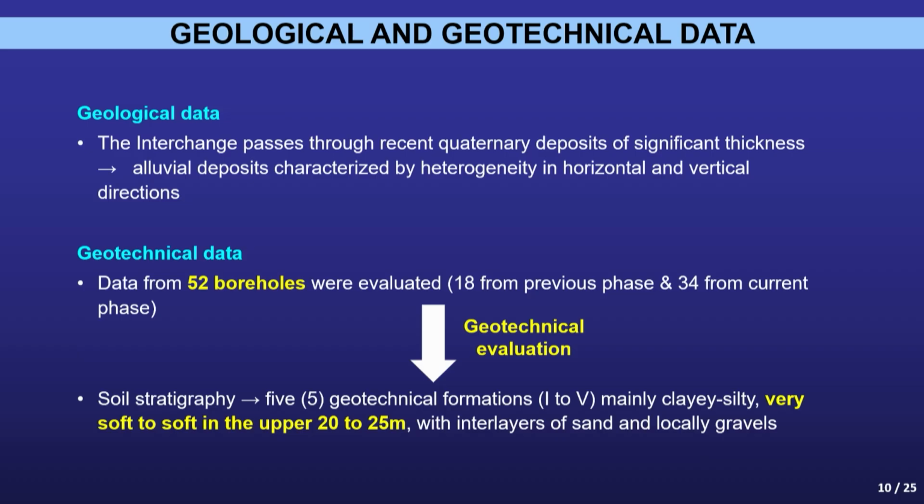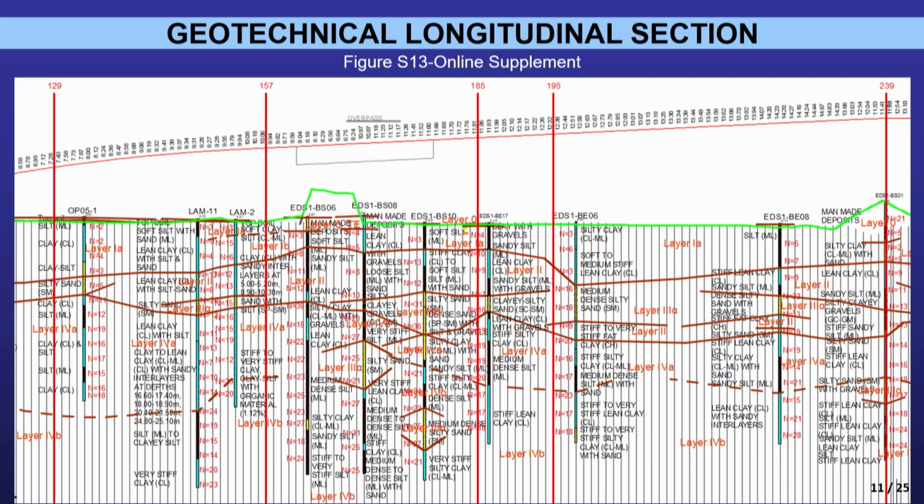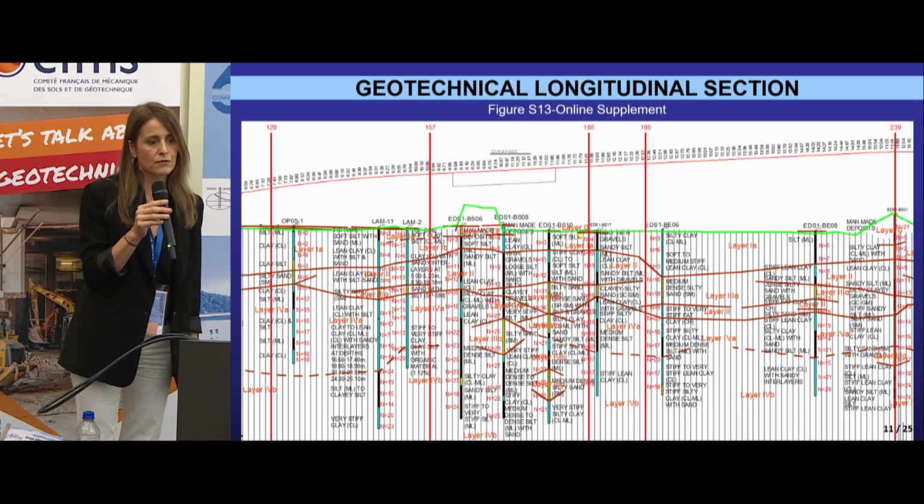The geology at the project area includes soft alluvial deposits. For the determination of the soil stratigraphy, 52 boreholes were evaluated. Here's the geotechnical longitudinal section of the main branch of the interchange, depicting the soil heterogeneity, which characterizes the area. You can see that the soil layers have different thickness between successive cross-sections of the road.